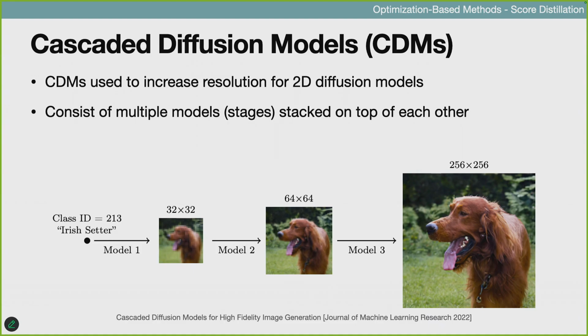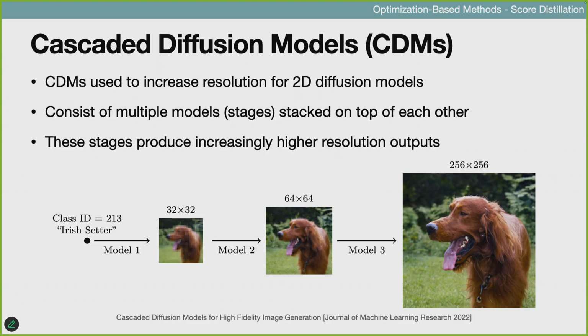Let's say we have an example here. We have a text prompt for Irish setter. We pass that into the model. We get some 32 by 32 output. We take the output of that first model plus the text prompt, feed it into the second model, and we keep doing this, and we get increasingly higher resolution images. And that's how in 2D image generation you get your high resolution.